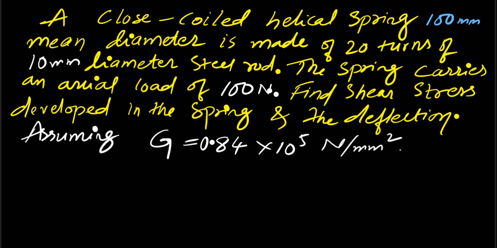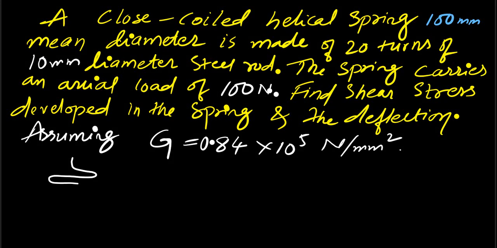So friends, here we have a question on a closed coil helical spring with different parameters given. First let me explain what a closed coil helical spring is. Let me consider one spring having a number of turns like this. Here are some parameters you have to understand. The load will be applied either in the tensile or in the compression direction.